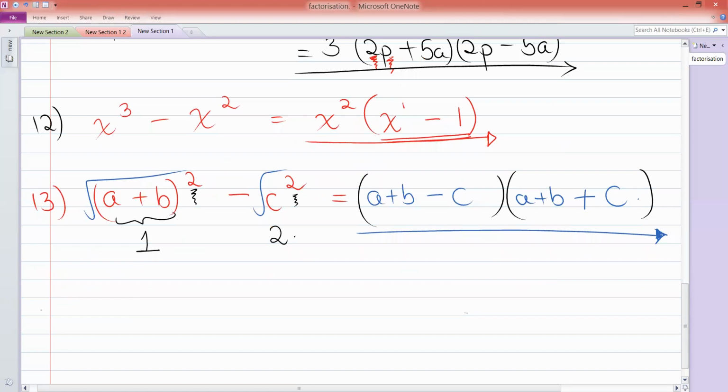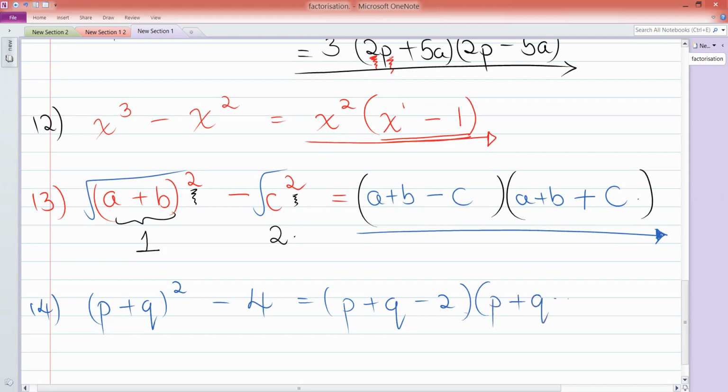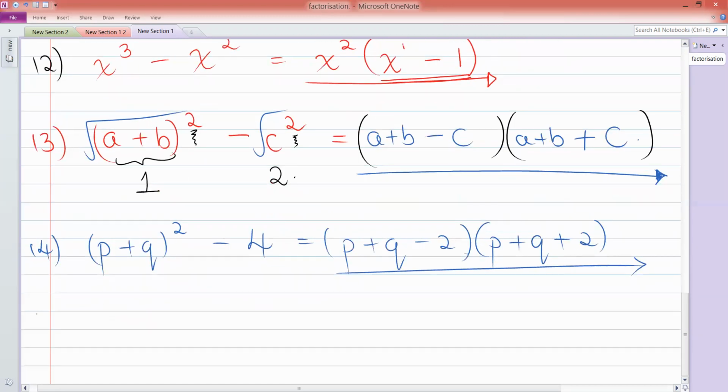Now let's do another one. Similar, so I'm going to say p plus q, squared, minus 4. How would I factorize that one? p plus q minus 2, and p plus q plus 2. Well done. Brilliant. Awesome. You guys are amazing.